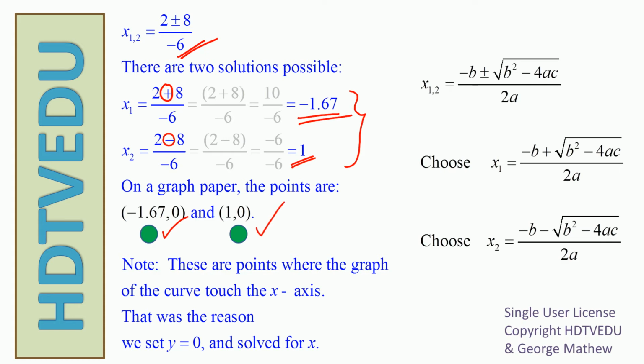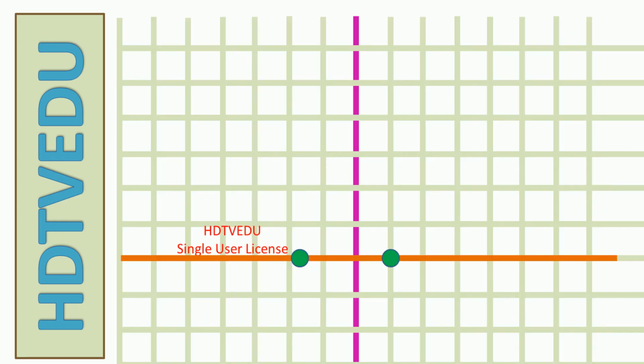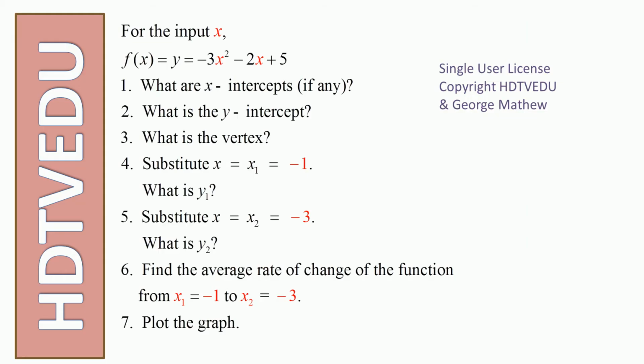So what did we do first? We substituted for b, then for a, and then for c. So we have the points here. Just plot those points. One is 1, 0, and that is right here. And the other one is negative 1.67, 0, and that is right here. So we have done number 1.